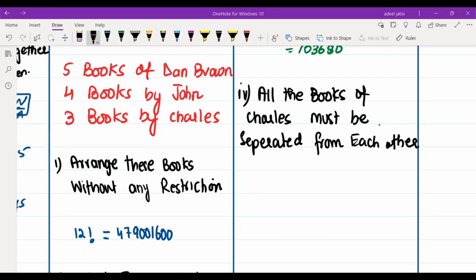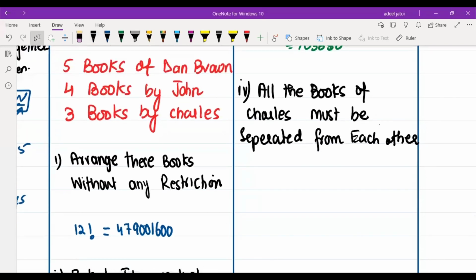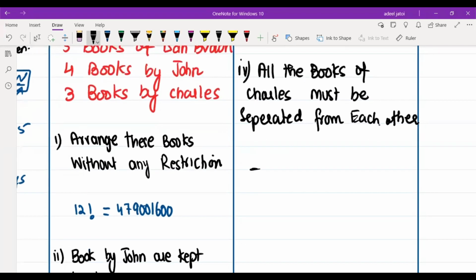All the books of Charles must be separated from each other. Charles had 3 books, right? So if the total books were 12, separating 3 books, that means now you're left with 9 books. So if you're left with 9 books, 1, 2, 3, 4, 5, 6, 7, 8, 9, there should be 9 factorial for the 9 books' movement.